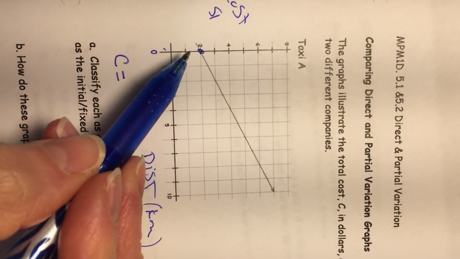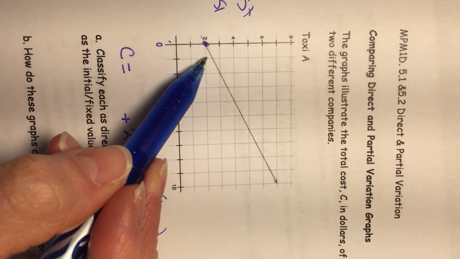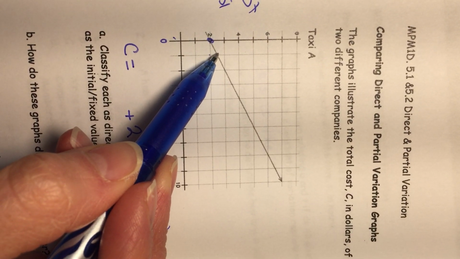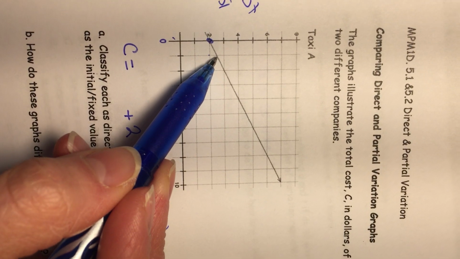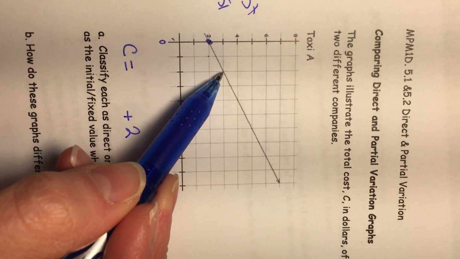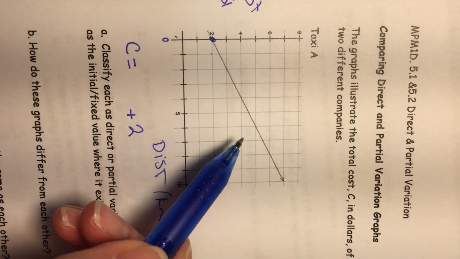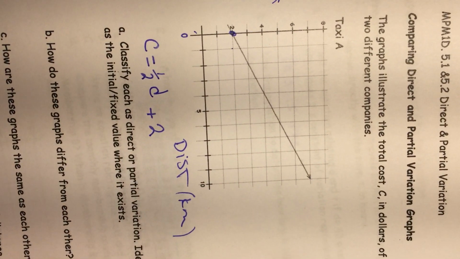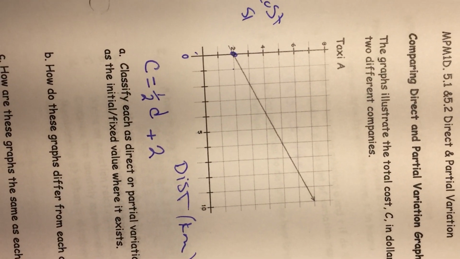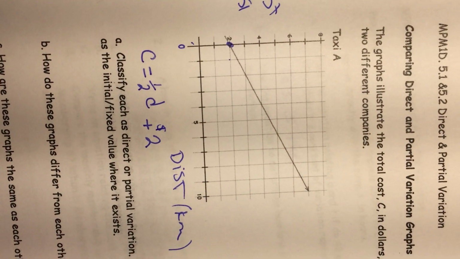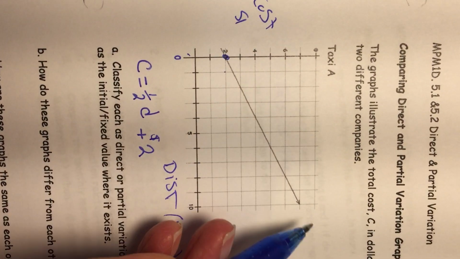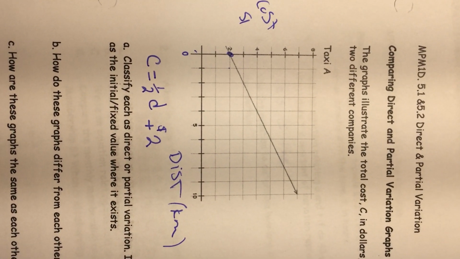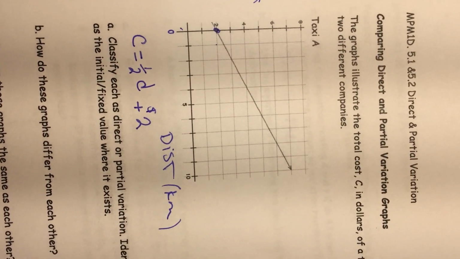Then I can look and see, okay, every time I increase by 1, I go up by $0.50. And if I go over 1 again, I go up $0.50, 50 cents. I go up 1 again, I go up 50 cents. I'm going up $0.50 every time. So that must mean I'm multiplying my distance times 1/2 or times 50 cents plus 2 will give me this line, the equation of that line, which is also the formula we need to describe what it's going to cost to use taxi A.